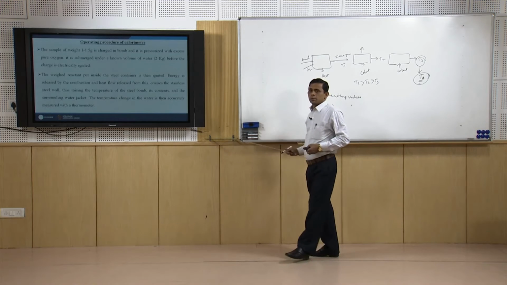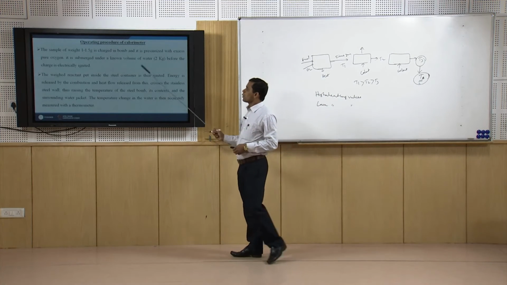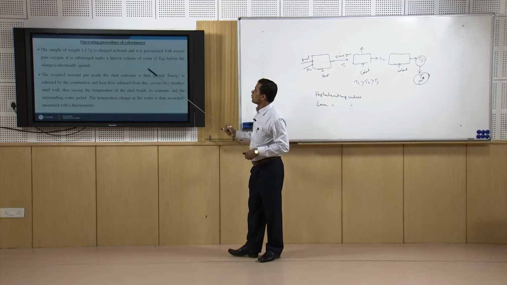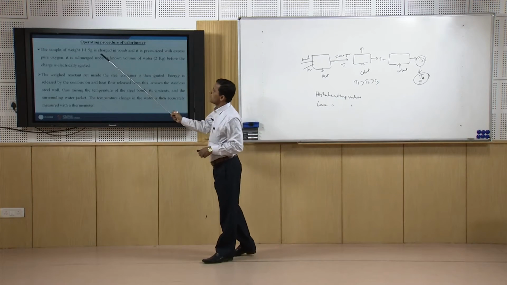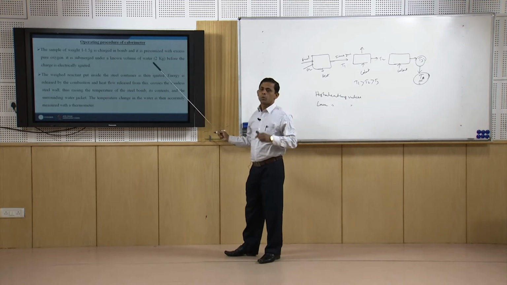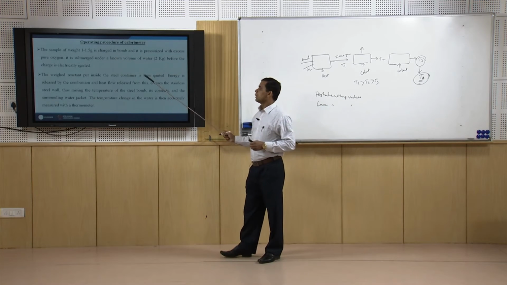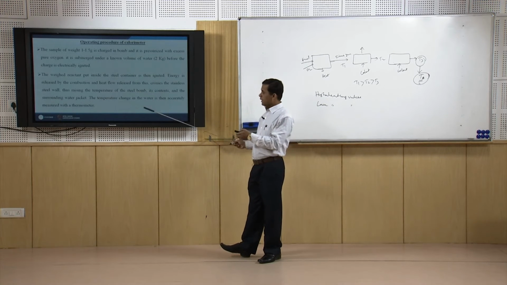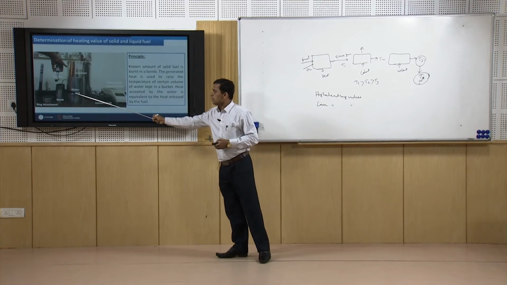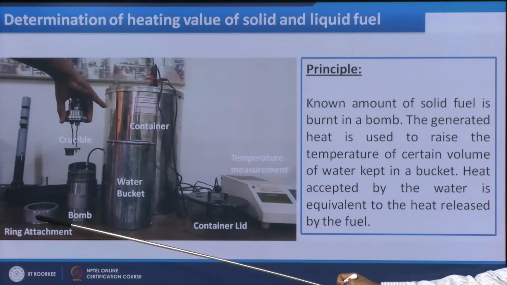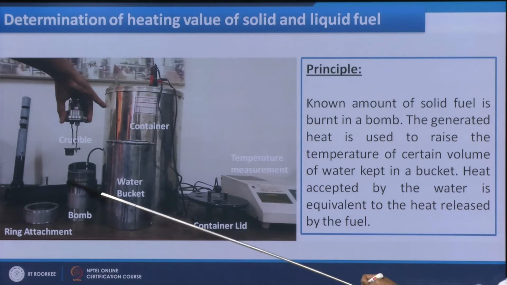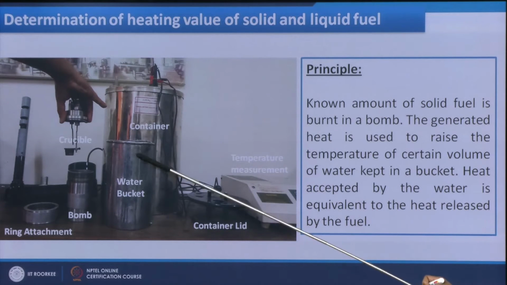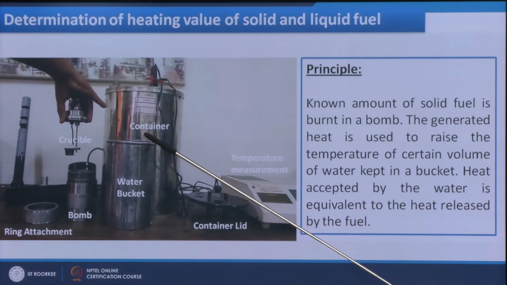So, now, what is the operating procedure? We have to take 1 to 1.5 gram of material that is charged in the bomb, and the bomb is highly pressurized with pure oxygen. Then, after fixing this by ring attachment, we will supply oxygen. Then it will be put inside this container.